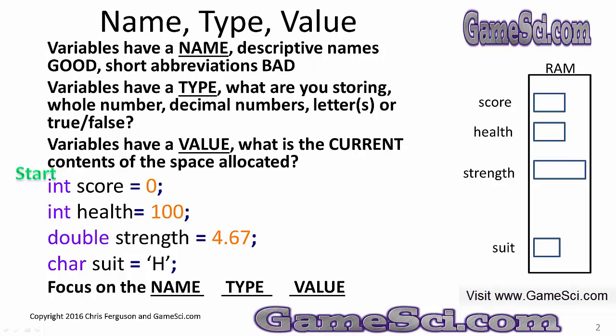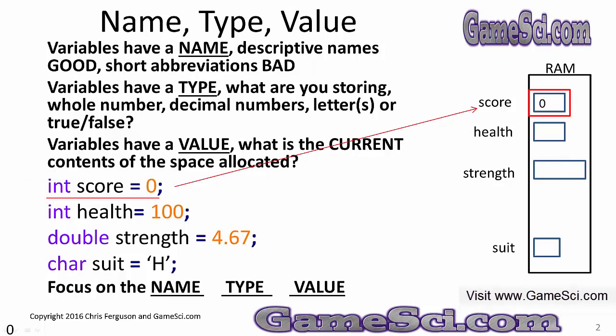Variables also have a type. What are you storing? Are you storing a whole number, an integer? Are you storing a decimal or floating point number? Are you storing letter or letters, or a true-false value? You must name the type of variable when you're declaring it. Variables also have a value. What is the current contents of the space allocated? Every variable gets a little piece of RAM memory, a little piece of computer memory, and what number or what value are we storing in that variable space?